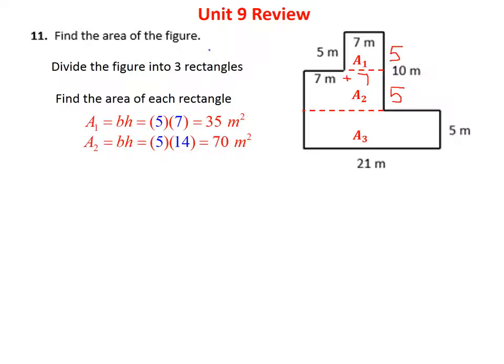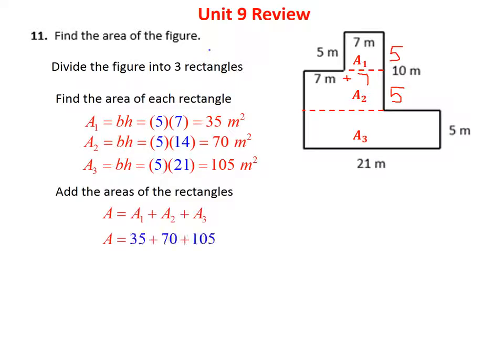And then my last one, again, is 5 times 17. Here I have my 5, and on the bottom I have 21. So 5 times 21, 105 meters squared. And so to find the total area, we simply add those up. 35 plus 70 plus 105. And our area is 210 square meters.